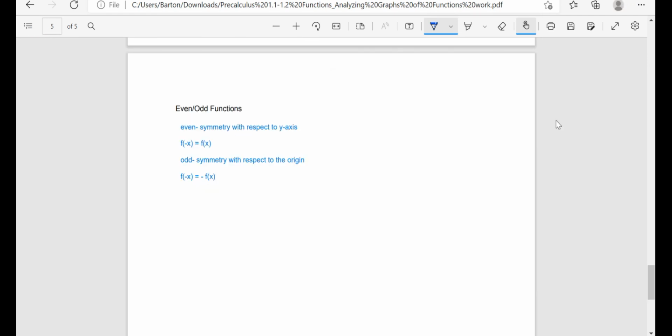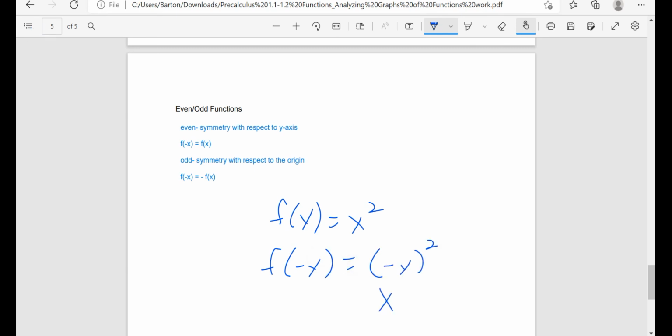And last thing, and then we're done. Even odd functions. Simply put, even is symmetric over the y-axis, and odd is symmetric with respect to the origin. A trick to do that is, for these functions, you're generally given an f of x equals something, right? Let's give an example here. Let's say it's x squared. What we're going to do to test it is put in negative x everywhere there's an x, and then simplify it, just like we did with symmetry before. And then we get x squared, so it's the same function.